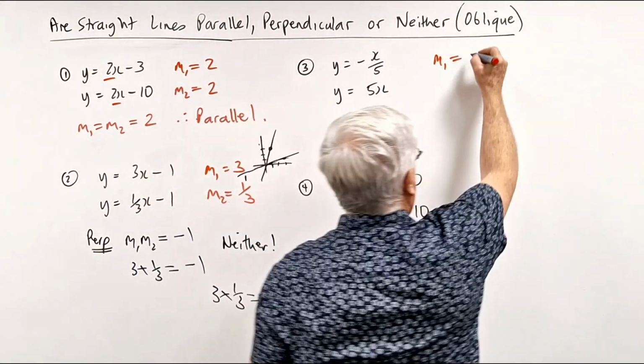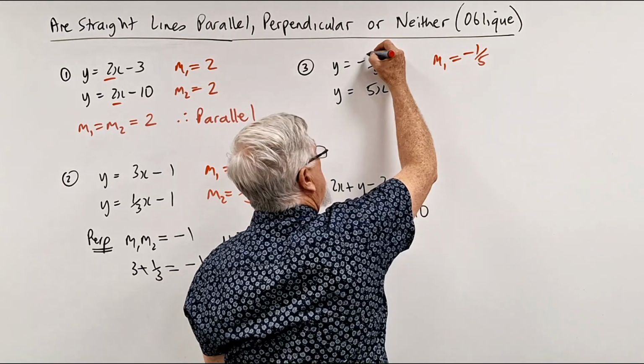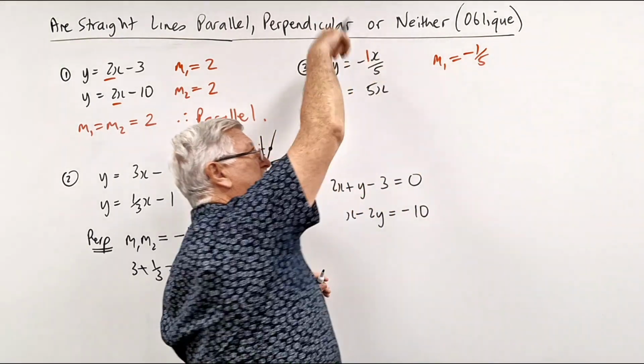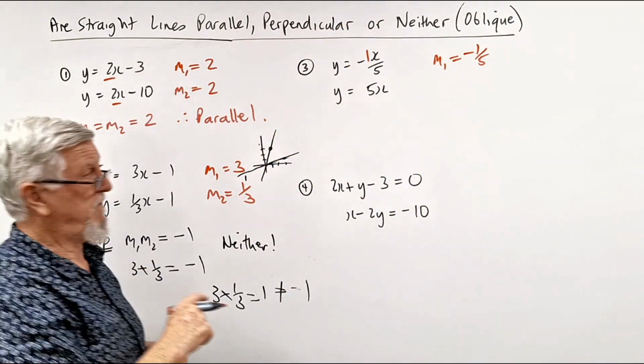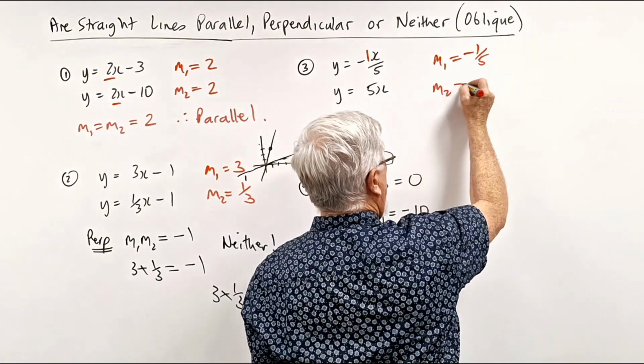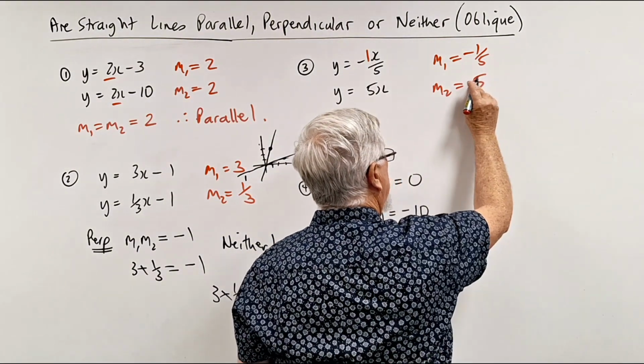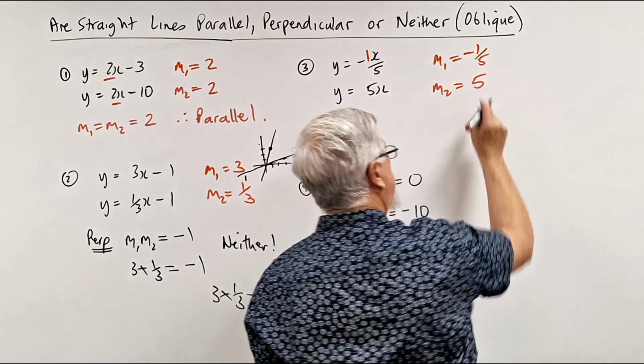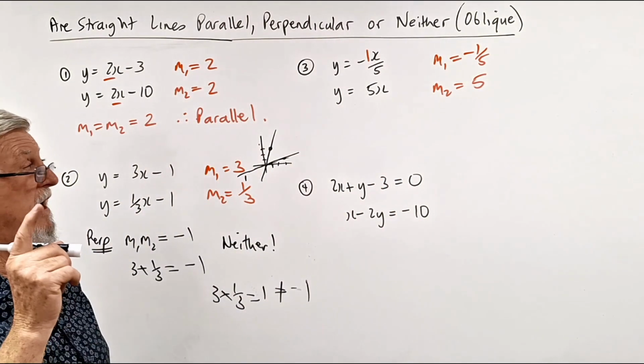The gradient for that one is minus 1/5. So remember there's really a 1 there, so that's just a 1/5, and of course it's a negative 1/5. The second one is a gradient of 5. Now I can just look at that and go, that times that is negative 1, so therefore they are perpendicular.